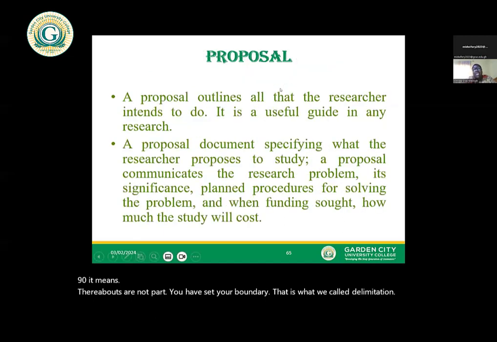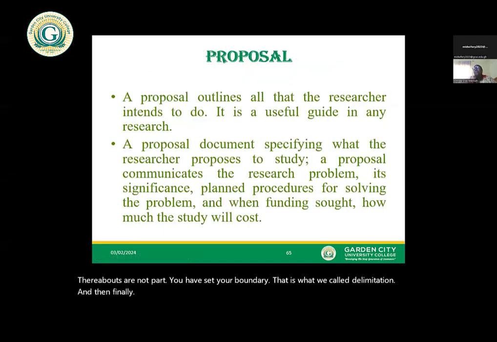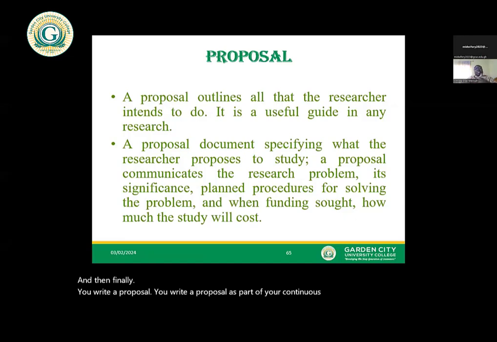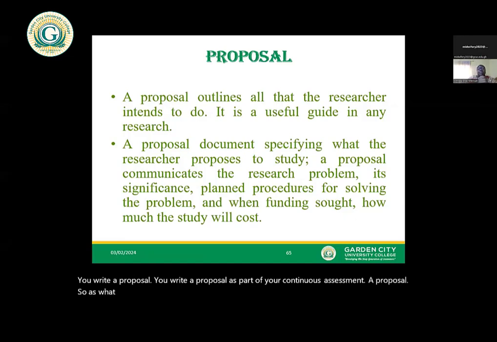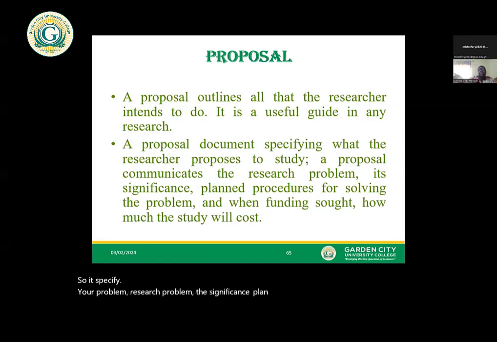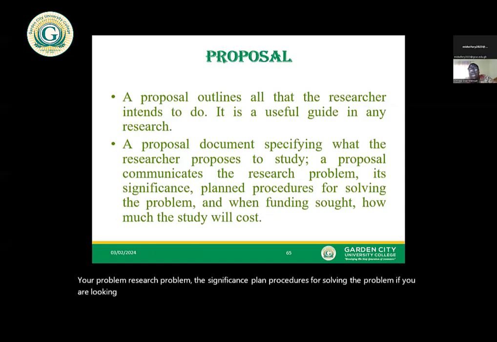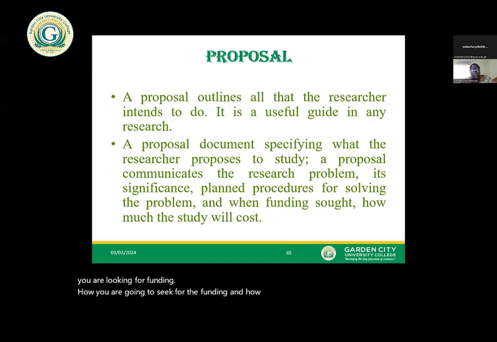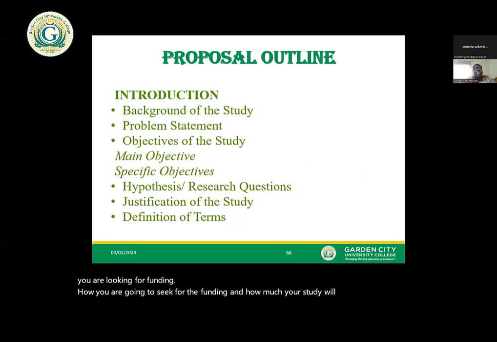And then finally, you write a proposal. You write a proposal as part of your continuous assessment. So we ask what a proposal is, and we say that it outlines all that the researcher intends to do. So it specifies your research problem, the significance, planned procedures for solving the problem. If you are looking for funding, how you are going to seek the funding, and how much your study will cost. And this is the outline.